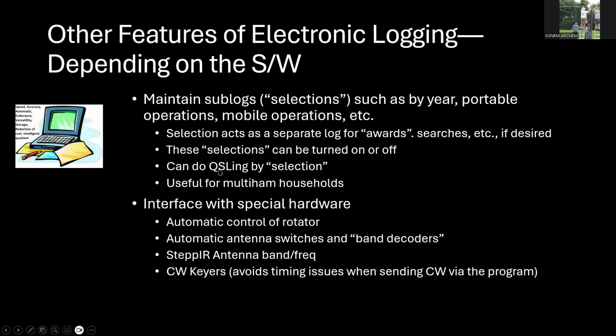You can do the QSLing the same way, because you'll have different QSL cards for one of the sublogs than the other. Perhaps if it's Mobile, you may have a special card, or if you operated on a vacation at some other location, you may have a separate card for that. So you can do the QSLing that way too, so you don't have to search the whole log. If you have multiple hams in your family, then you can each have your own. You can use the same station, but you can each have your own log and combine them if you want to.